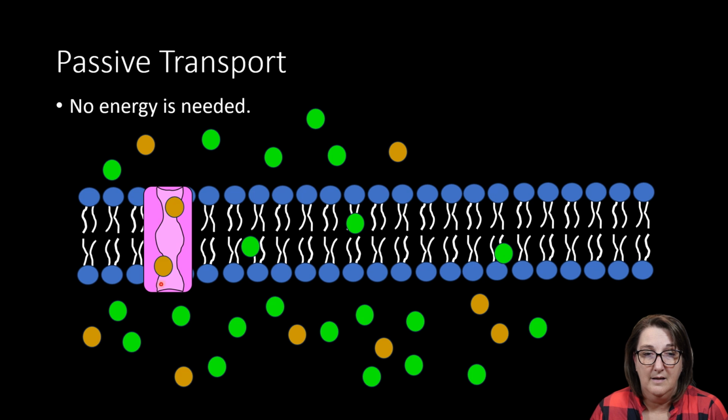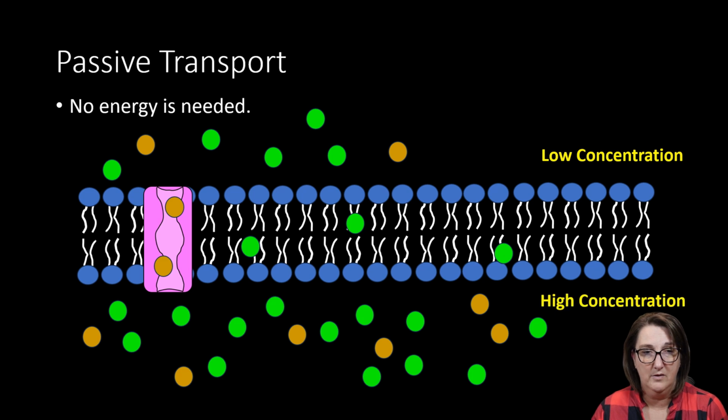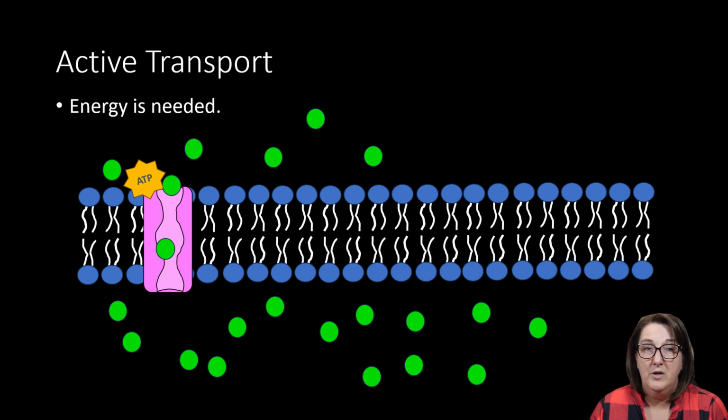If I need to move water, all the channel is going to attract is water. Nothing else will get through but that. So these transport proteins, these channels, are very specific. So I have a low concentration and a high concentration, and it's going to move from a high to a low concentration. There are some where you need energy. This is when I have to go against my concentration gradient.